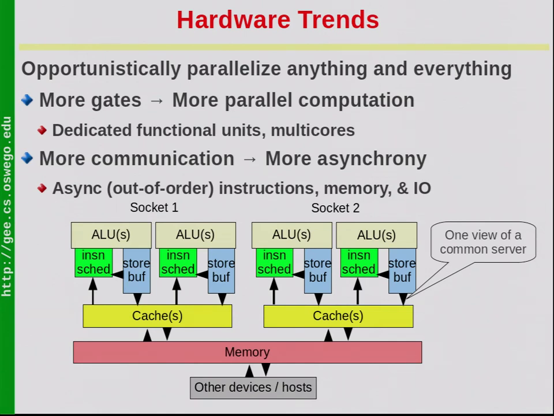The differences in memory models across processors is entirely these lime green and gray boxes. How do they do store buffering and how do they do instruction scheduling? And that pretty much dictates the processor level memory model. More about that pretty soon.